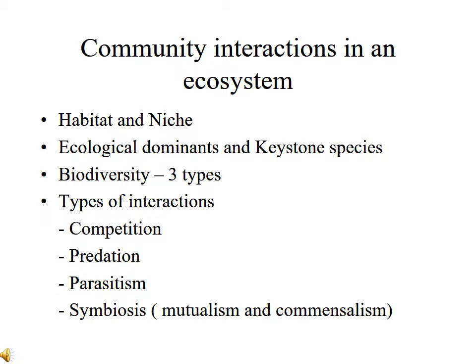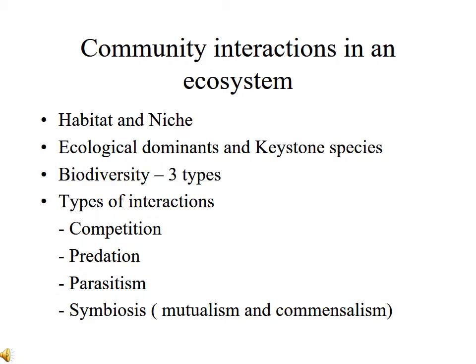Now, in community interactions, which is basically interactions between organisms, between species, and sometimes between populations and the environment, there are a few terms that we need to understand: habitat and niche. Habitat is the physical environment that an organism lives in. A niche is referred to in ecology as the resources that a given organism has to have to survive. So thus, an organism lives in a given place, which is the habitat, but it utilizes a number of vital resources, which we refer to as the niche.